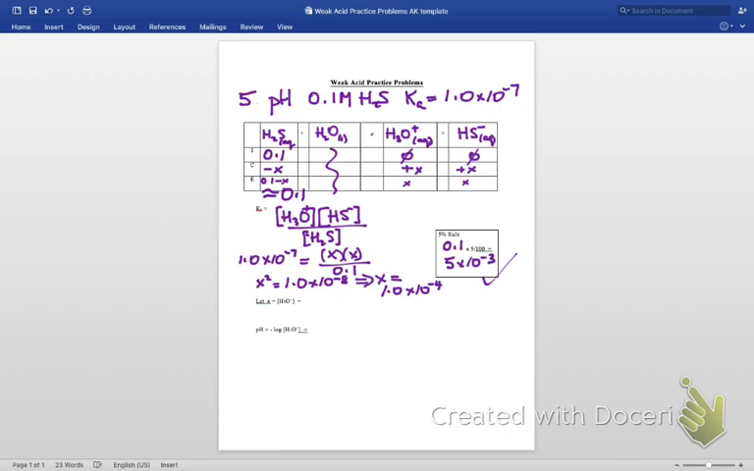Okay, x is equal to the concentration, so that means the concentration is 1.0 times 10 to the negative 4 molar. The pH is minus the log of the H3O+ concentration, minus the log of 1.0 times 10 to the negative 4, which is equal to 2.301. So the final pH will be pH is 2.30. And there we go.